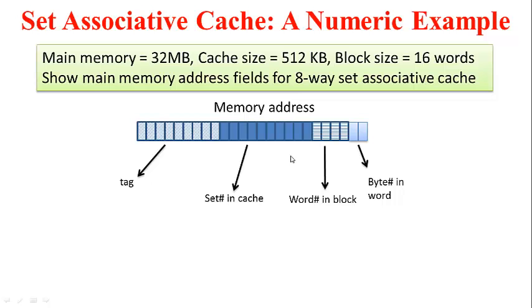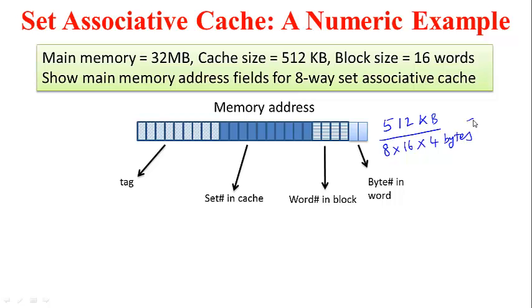Earlier we had counted the number of blocks in the cache in the case of direct map cache for determining the number of bits to represent block number in cache. Likewise, here we have to determine the number of sets in the cache to determine how many bits are required in the memory address field to represent the set number in cache. So let us do that. Cache size is 512 kilobytes divided by the set size. Set size is going to be 8 blocks, where block size is 16 words and word size is 4 bytes.